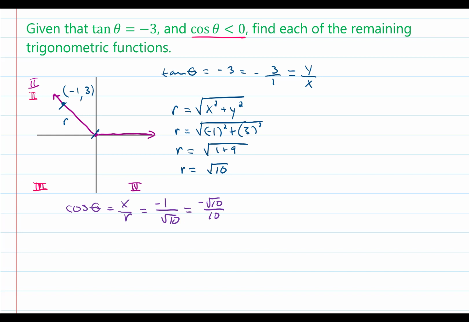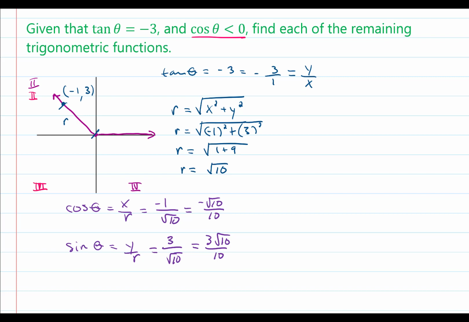The next is going to be sine. So sine of angle theta is equal to y over r, which in this case is going to be 3 over the square root of 10. Again, if you need to rationalize the denominator, multiply the numerator and denominator by the square root of 10. This will give you 3 square root of 10 over 10. Next, I'm going to do the 3 reciprocal identities.